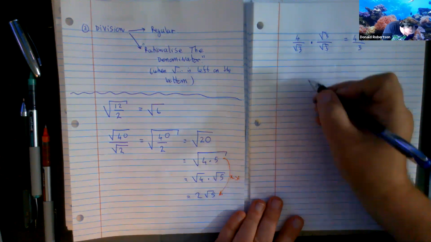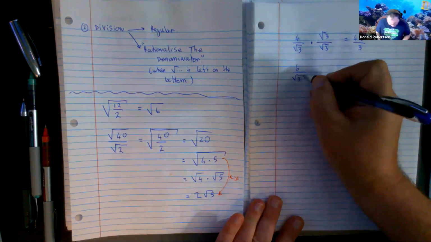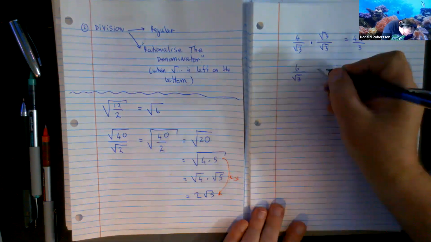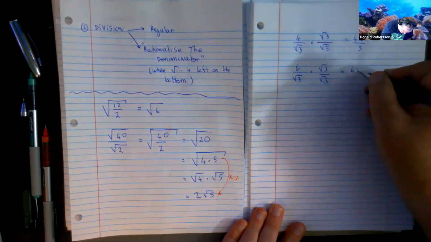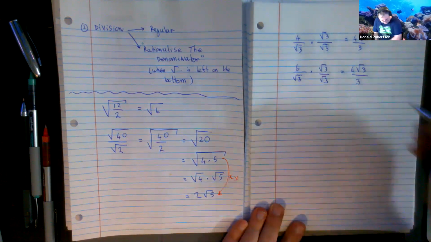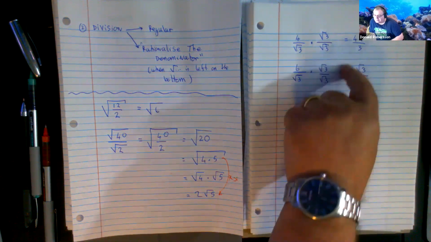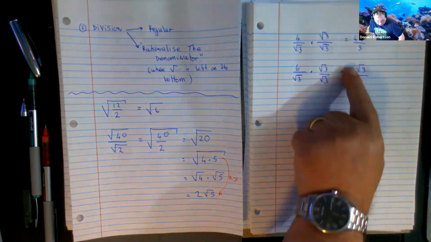Suppose I got 6 over the square root of 3. Right, suppose that happened. Then I'd still multiply top and bottom by square root of 3, and I'd get 6 square root of 3 on the top, and I'd get 3 on the bottom. And you might think, right, great, finished. Look again. Can you do anything to simplify this answer here? Anything you can cancel to make this nice?